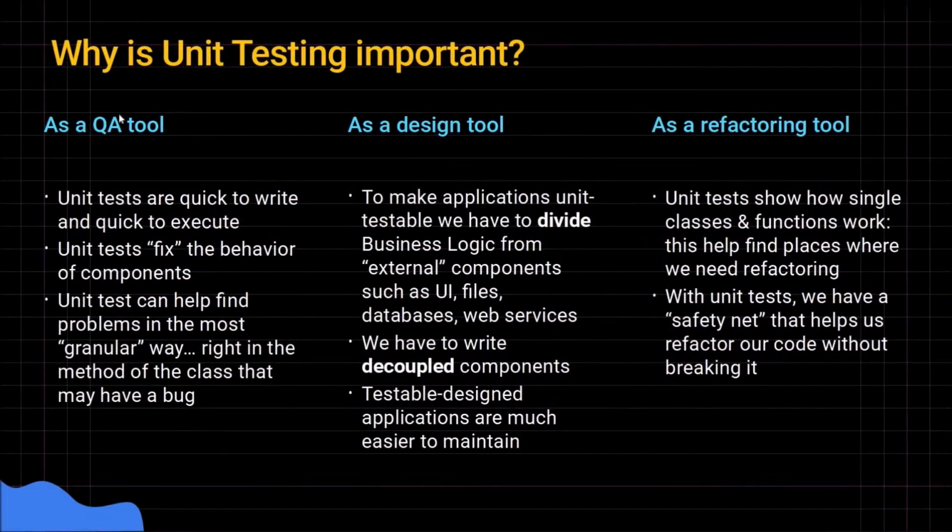So why is unit testing important? Unit testing is important, first of all, as a QA tool. Unit tests are quick to execute and also to write, and they fix the behavior of our components, so it is harder to incur regression bugs.